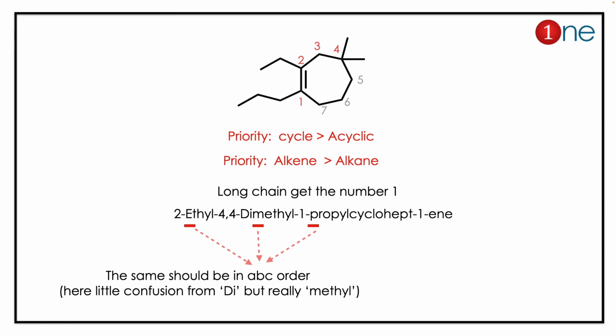Here the concept you have to learn is you have to master the priority of the functional group. Cyclic is always greater than acyclic and alkene is greater than alkane.